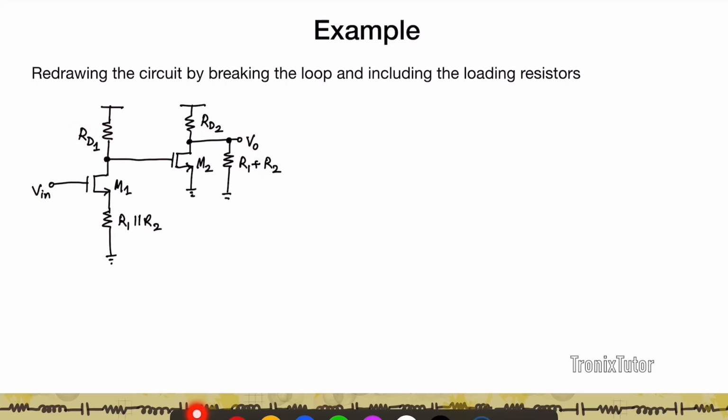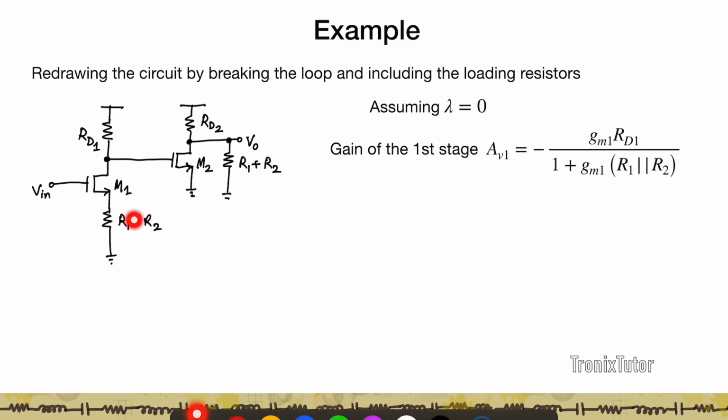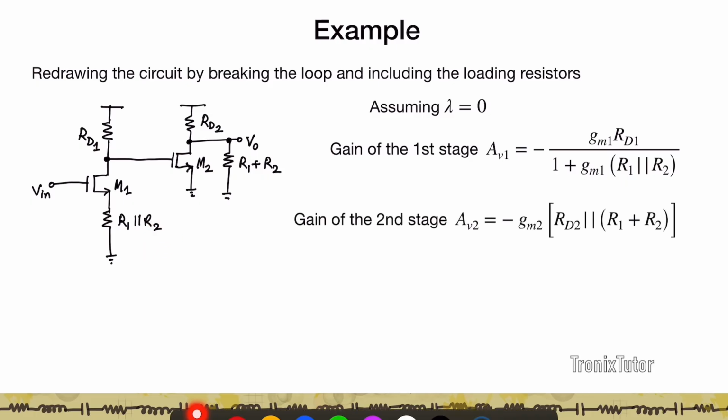Now this is a circuit you've done time and again. This is a common source with source degeneration. This is a regular common source circuit. Again, to keep things simple, if I assume lambda is equal to 0, then the first stage is going to be given by GM1 RD1 by 1 plus GM1 into R1 parallel R2. Gain of the second stage is GM2 into RD2 parallel R1 plus R2.